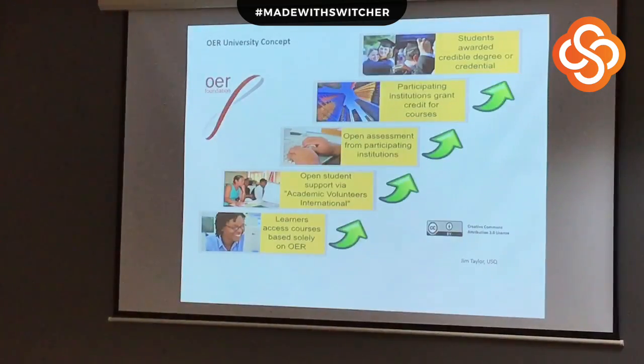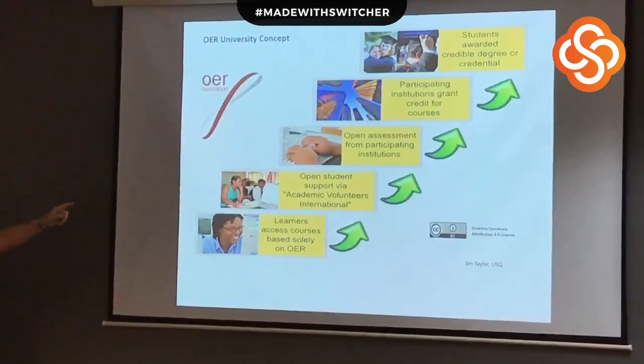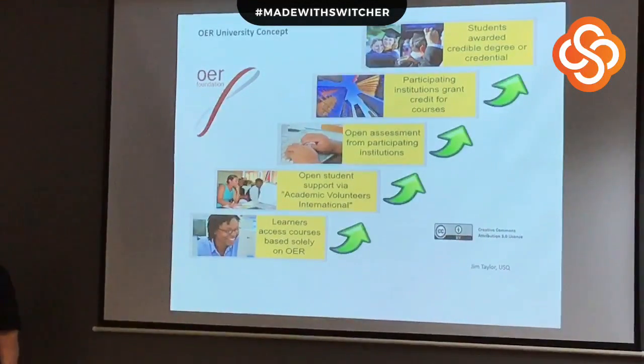For how many learners? Well, this is the general idea, learners access courses based solely on OER. They're not even students at any institution, it could be anyone anywhere in the world. We do have Academic Volunteers International, where mentors help them, or former students who've taken the course. When they feel they're ready, they go for open assessment from participating institutions. So let's say they're in South Africa, they come to Northwest University digitally, and they take your exam, your assessment, and they get a credential from you.